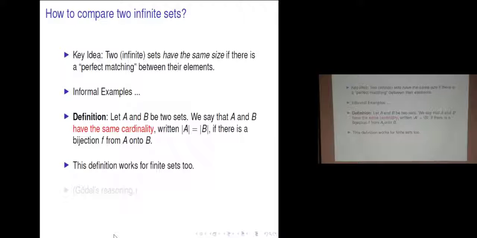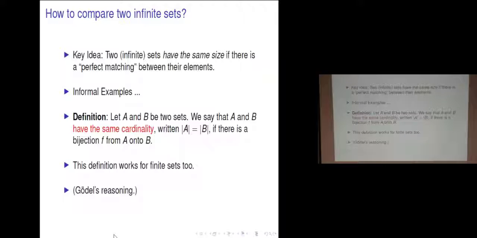It also works for infinite sets. Gödel once wrote an article to explain what the continuum hypothesis is. So he gave an explanation why this kind of definition is reasonable. He was saying, suppose I want to compare two sets, A and B.